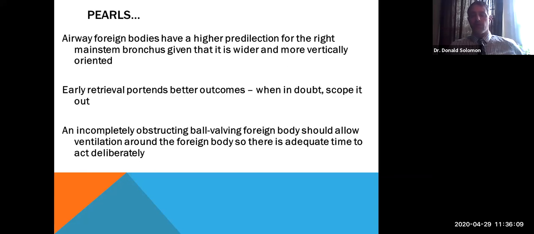When you are on the fence about whether a foreign body is present, the story is typical, you can see it on x-ray, there's some coughing, maybe increased breath sounds, and may or may not have air trapping, it's better to scope it out when you're down. Most of us can do very safe bronchoscopy in children, and children tend to be better the earlier we get these foreign bodies out. So I'd suggest that you're probably better erring on the side of caution.